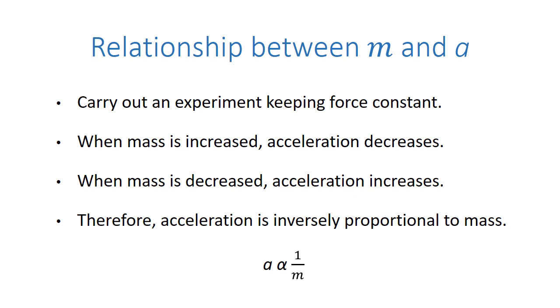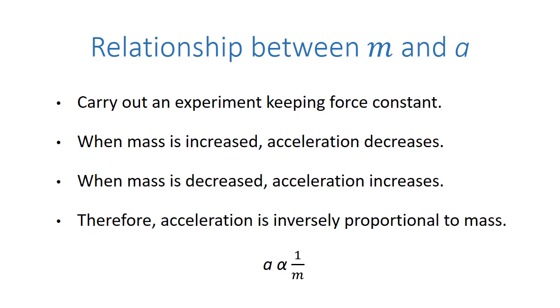Another experiment is to find the relationship between mass and acceleration. By carrying out an experiment keeping force constant this time, we can get the relationship between mass and acceleration. So this time, force is kept constant. Force doesn't change, force remains the same. So only mass and acceleration change. When mass is increased, the acceleration decreases. When mass is decreased, acceleration increases. Therefore, it's found that acceleration is inversely proportional to mass.